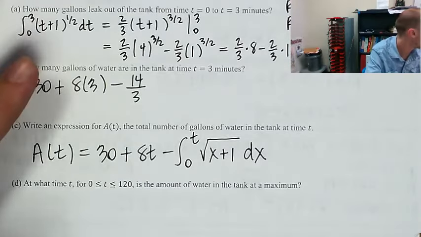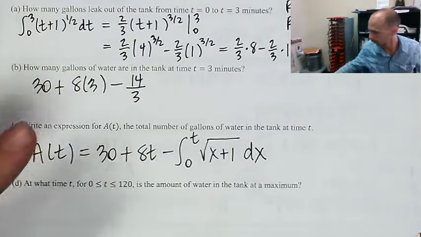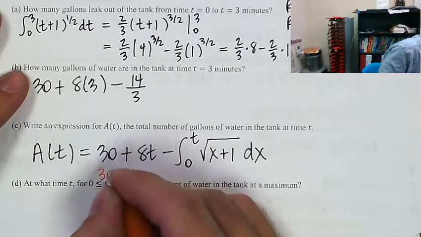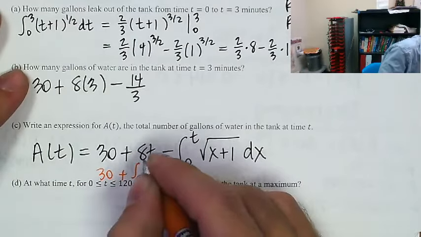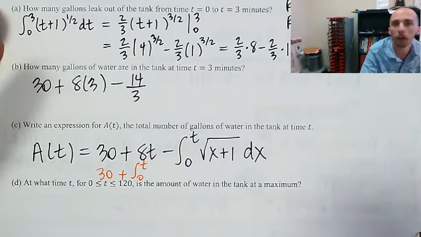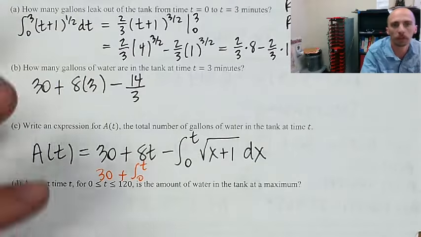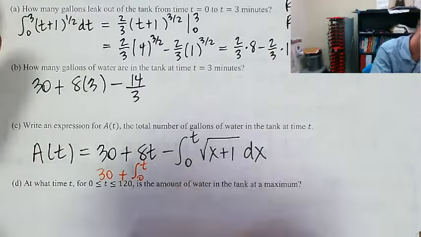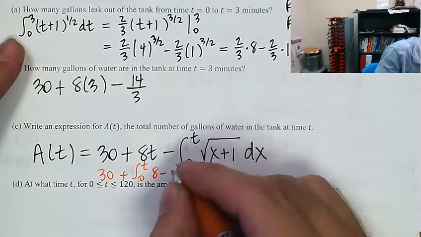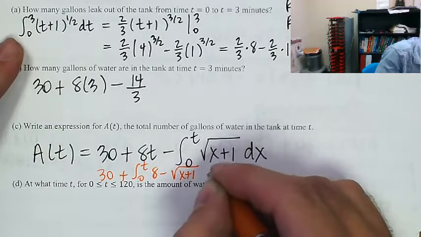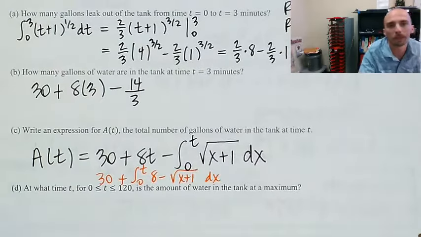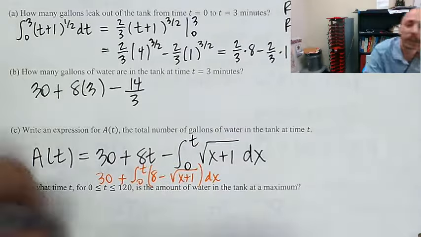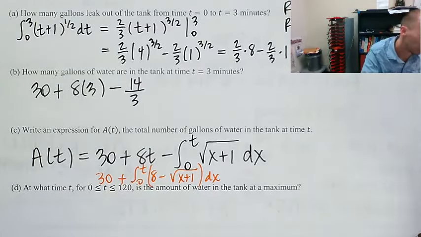Another way you could have written this, maybe I'll write it in orange, is plus, just to go back to what we had said, the amount is the initial condition plus the integral from the time that you get the initial condition from up to t of rate in minus rate out. Right, and that would end up being the same thing. With this whole thing as my integrand rather than just the x plus 1 square root.